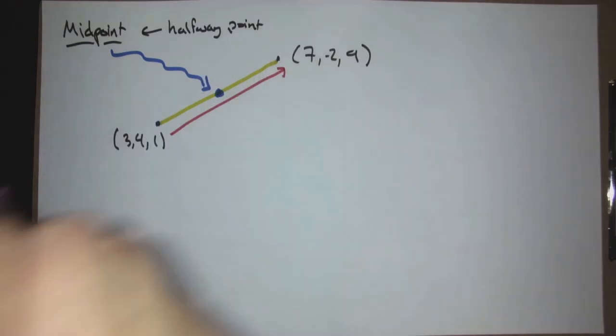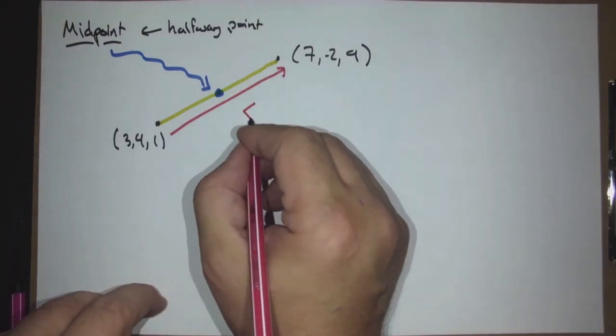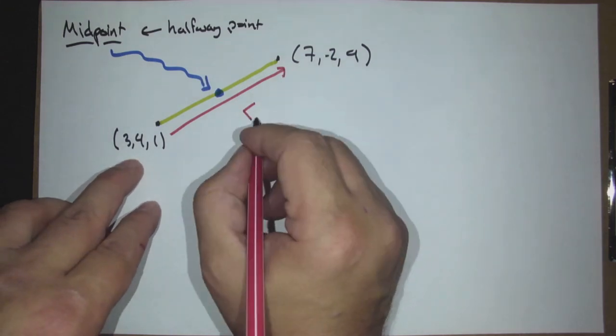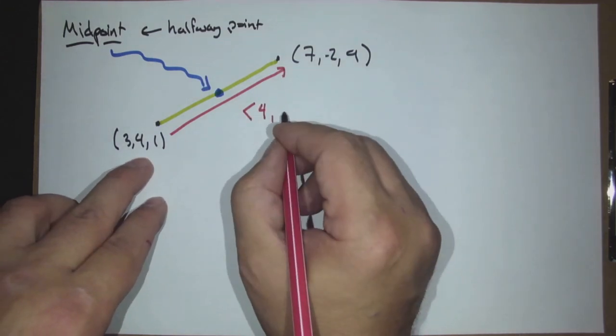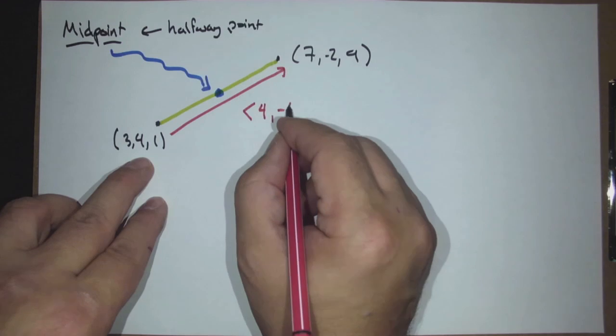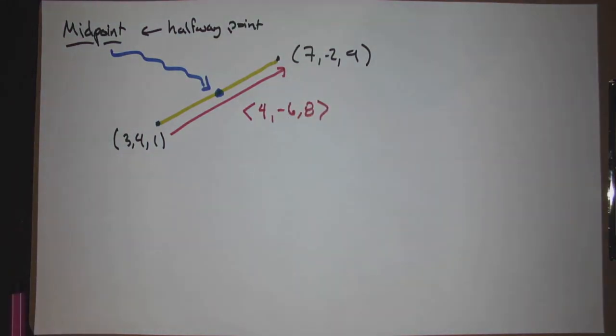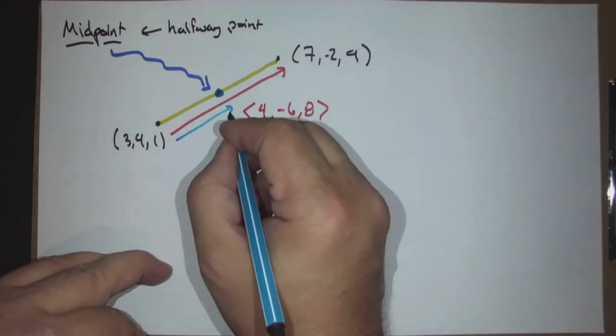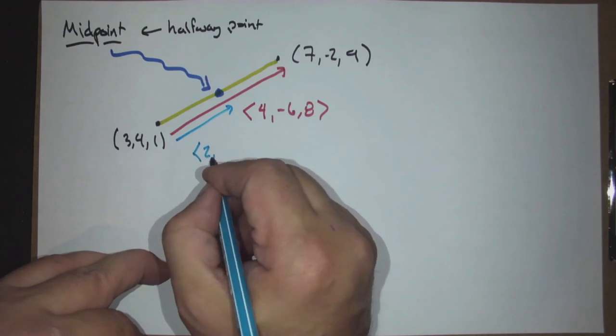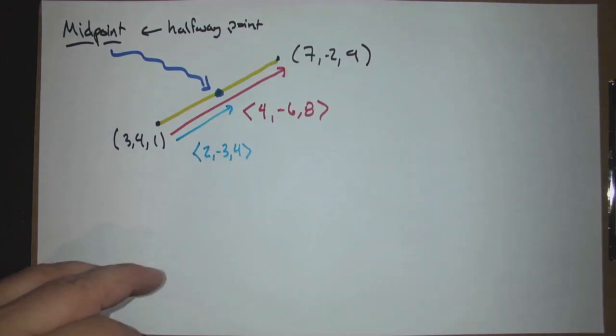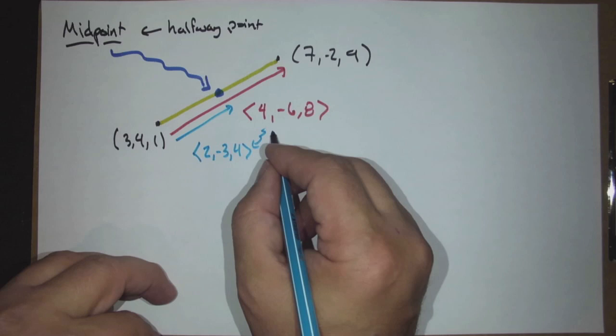So what's the vector that goes all the way? Yeah, find the differences, right? 7 minus 3, minus 2 minus 4, 9 minus 1. So that's the vector that goes all the way from one to the other. So what's the vector that goes half the way? What do you do to that vector? Yeah, you divide it by 2. Say, okay, I just need to go 2, negative 3, 4. I scale by 2. So we scale down by 2.